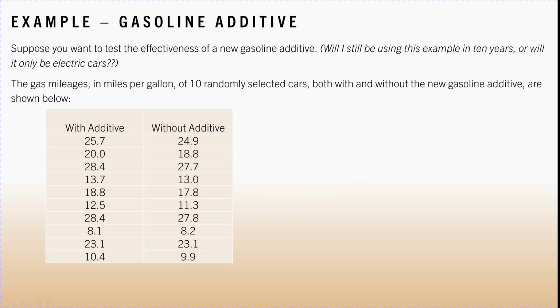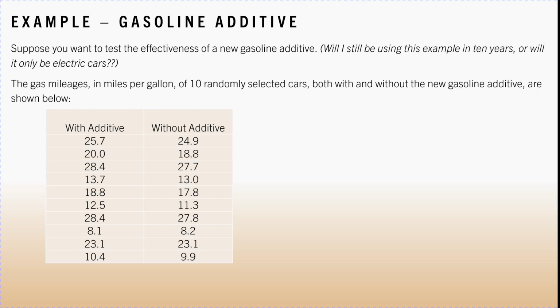All right, so here's the problem. This is about using a gasoline additive. Suppose you want to test the effectiveness of a new gasoline additive. Basically, I mean whether it will increase the miles per gallon that a car gets. I always like to say, will I still be using this example in 10 years, or will it only be electric cars by then? But anyways, the gas mileage in miles per gallon of 10 randomly selected cars, both with and without the new gas additive, are shown below.